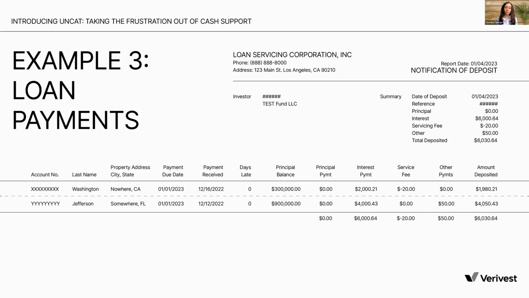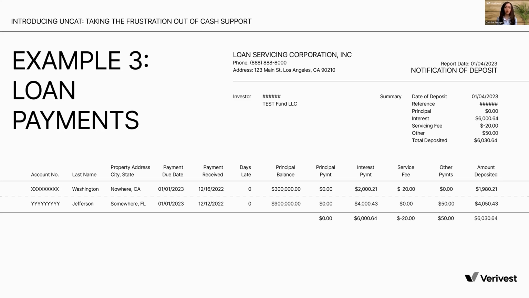In the second half of the support, we see very specific details about each and every loan. So what is the loan number, the last name of the borrower, the property address, when was the payment received, when was it due, and then again, a breakdown. So how much of that loan payment was principal? How much was interest? Were there any fees charged, and so on.